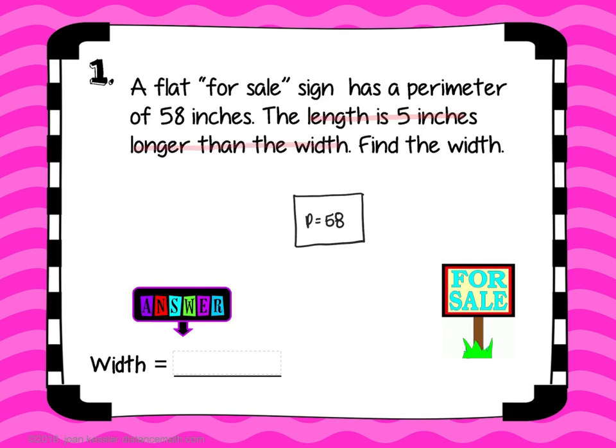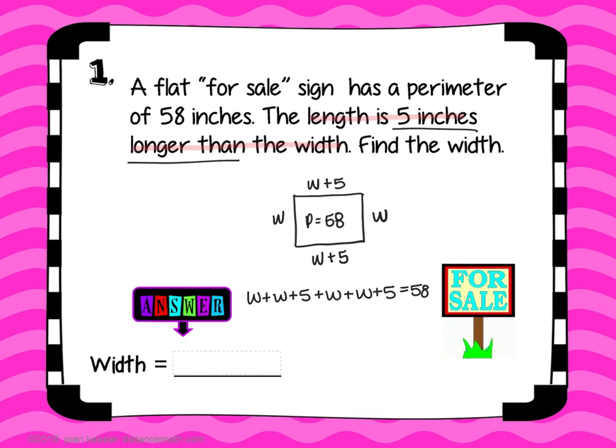So I'm going to let W represent width. And if the length is 5 longer than that, I would want to do W plus 5. Since it's a rectangle, we know that opposite sides are going to be the exact same length. And to do perimeter, we're going to add all the sides together. So I have W plus 5 plus W plus 5 equals 58.